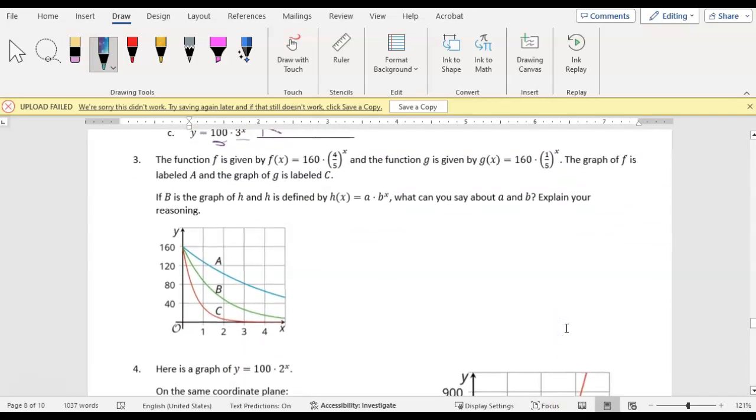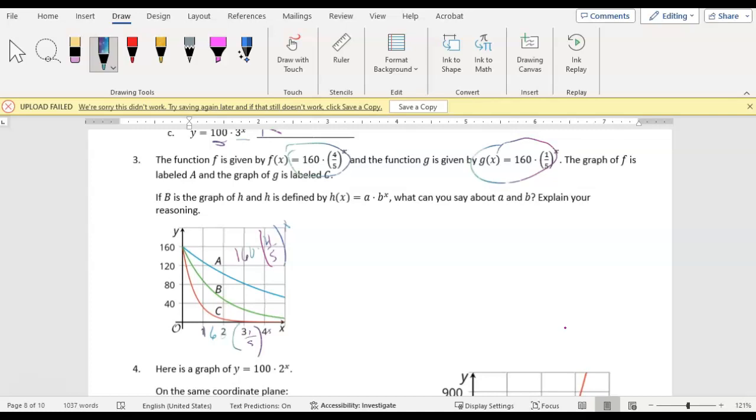Number 3 says the function f is given by this equation, and the function g is given by this equation. The graph of f is labeled A, and the graph of g is labeled C. So this is our first one, 160 times 4/5 to the power of x. And notice that means it's retaining the most of its value since it's decay. And this is 160 times 1/5 to the power of x.